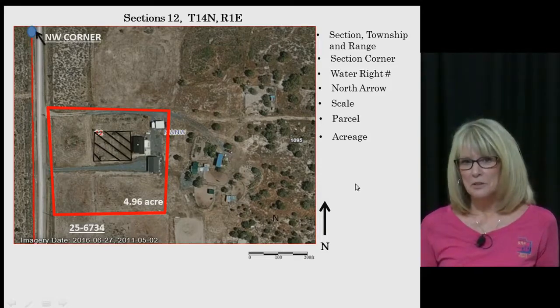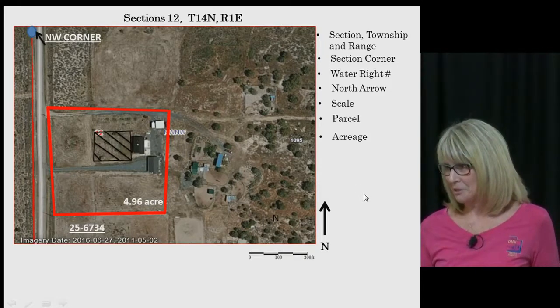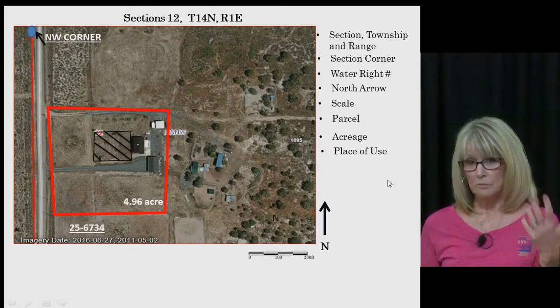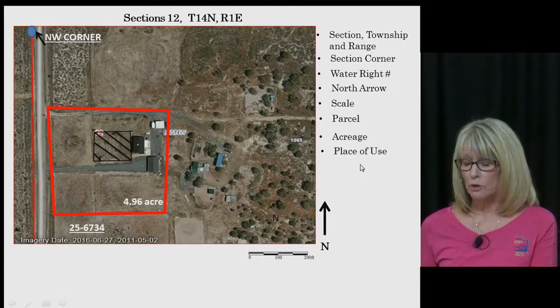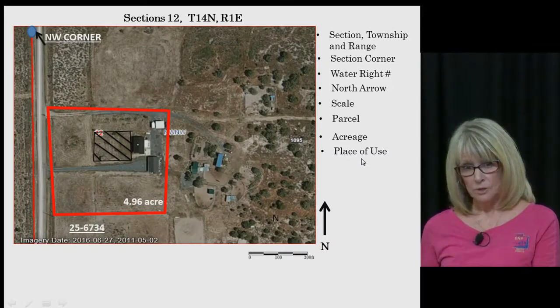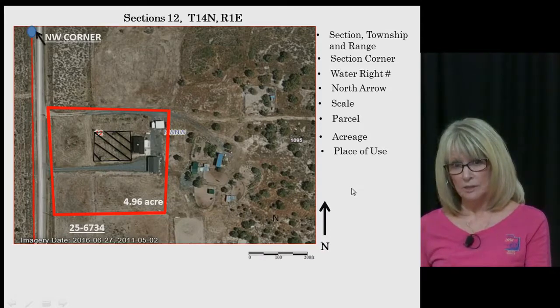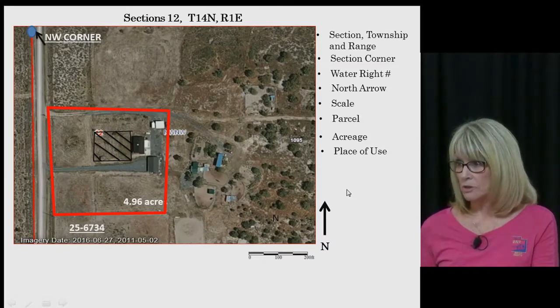And then you need to identify the place of use. So here we've hatched or shaded the place of use. This water right in particular was for 1/4 acre of irrigation. So he has hatched where that 1/4 acre of irrigation is, and as you can see, it's within the boundaries of his parcel.